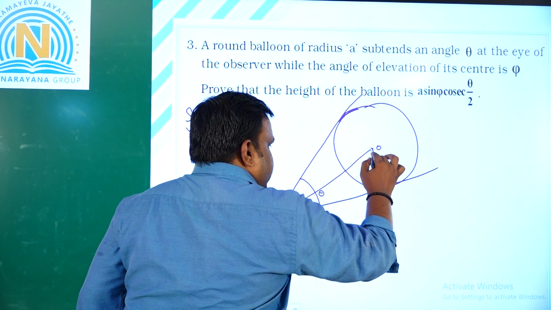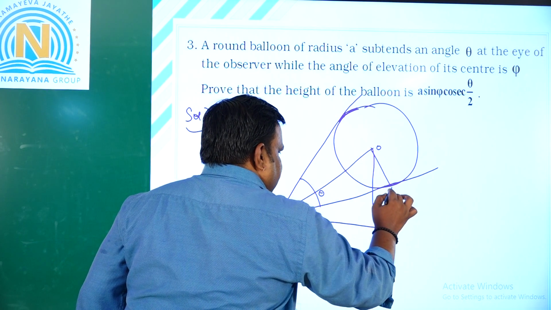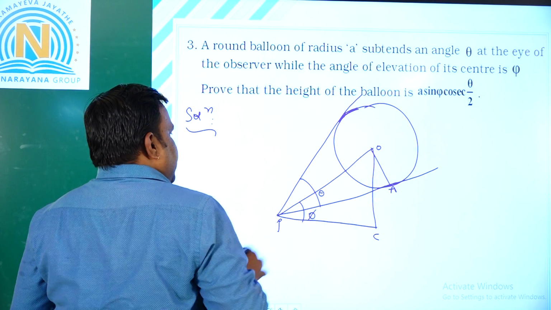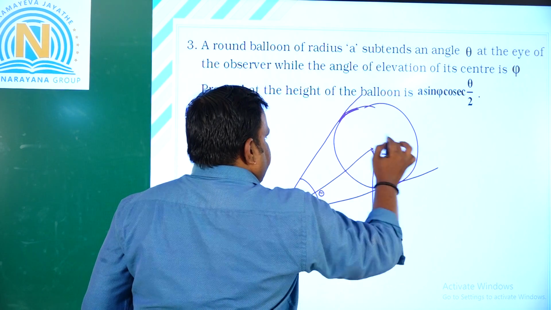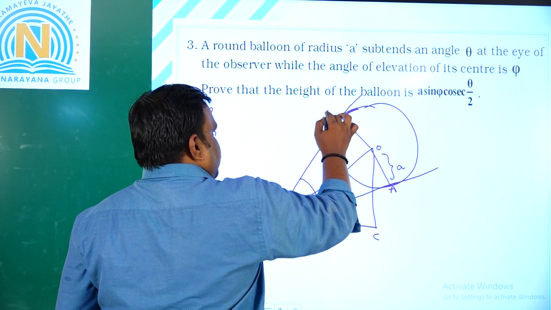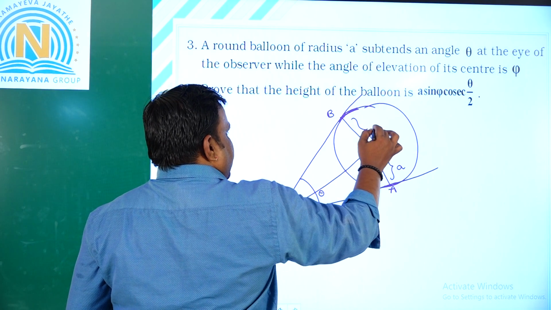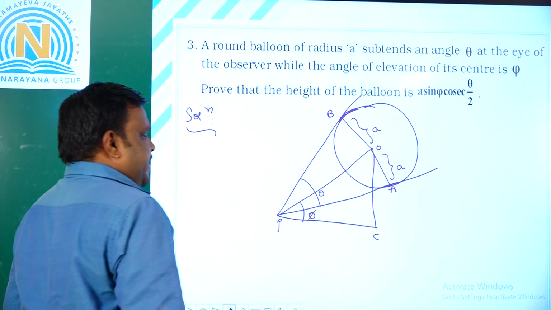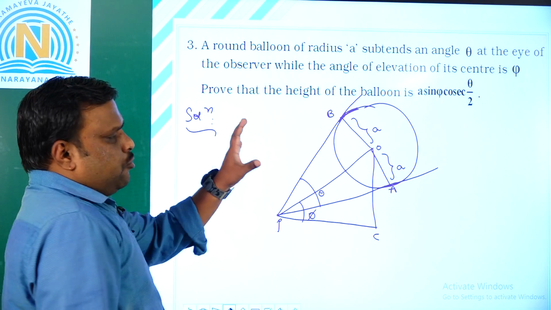From this O, draw one line to this part, that is A. So OA becomes the radius. Let us name this radius as A. From O to this part again it will be B. Take it as B, the same radius. OB also will become the radius of the circular balloon.